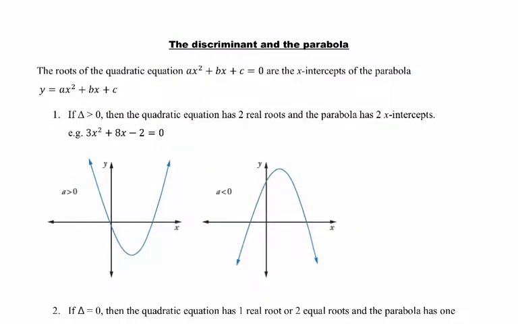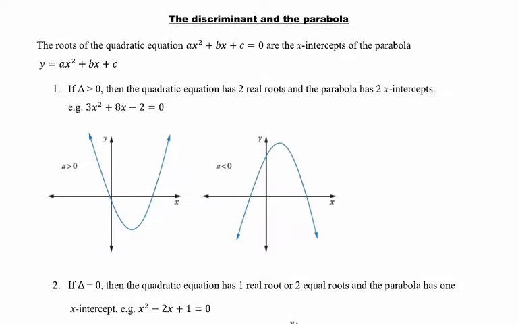Okay, now what about the discriminant and the parabola? The roots of the quadratic equation are the x-intercepts of the parabola. That's one thing to note. So when you solve this equation, you're actually finding the x-intercepts of the parabola. So let's look at the first one. If delta is bigger than 0, then the quadratic equation has 2 real roots and the parabola has 2 x-intercepts.